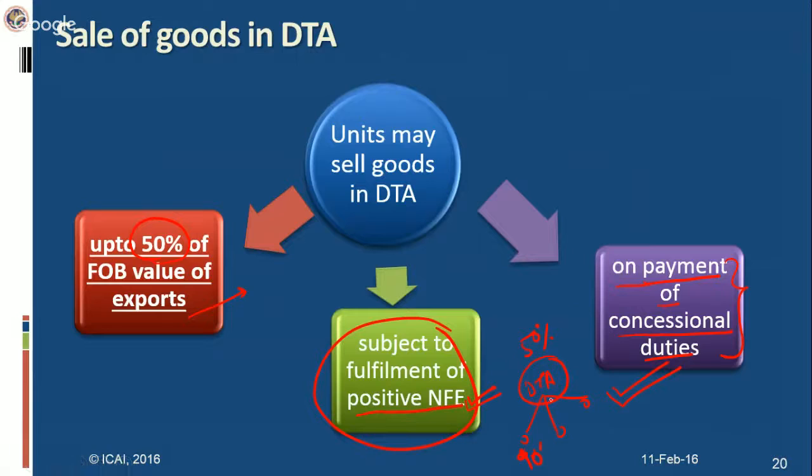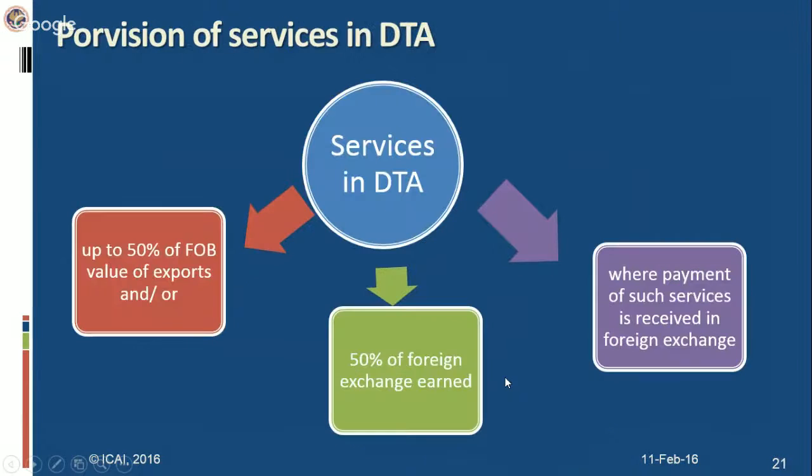But out of this 50%, since 2-3 products are there, one of the products can be 90% and other products can be of a lesser percentage. So it is not so that all 3 or all 4 have to be equally distributed among this 50%, but the overall sale in DTA will be limited to 50%. So DTA sales are allowed, but only 50% of the FOB value of exports.